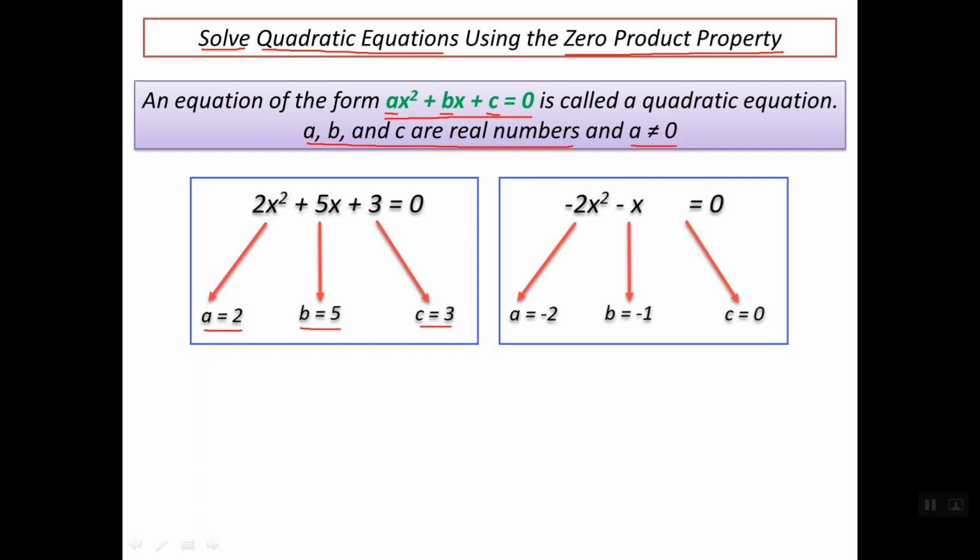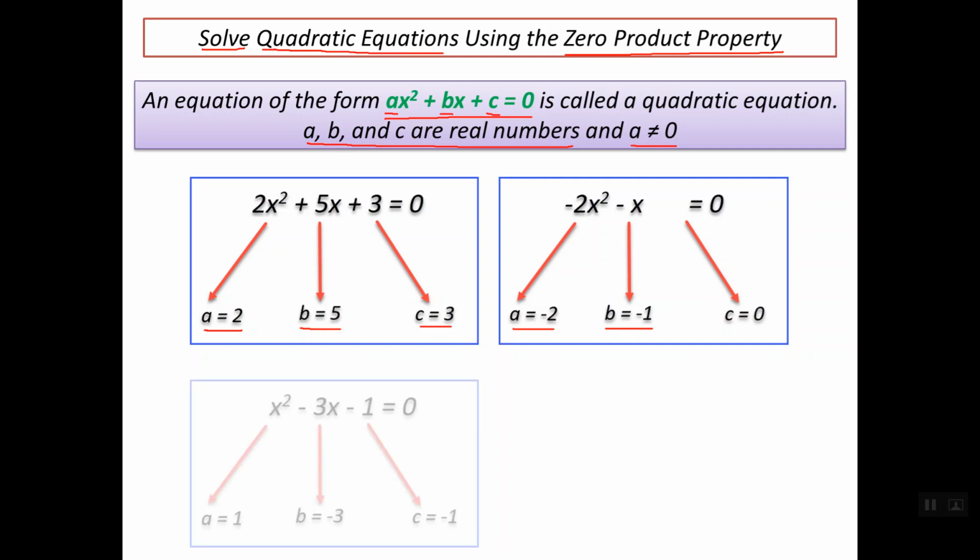Here we have another quadratic equation, minus 2x squared minus x equal to 0. The value of the coefficient of x squared, which is a, is minus 2, while the value of b is equal to minus 1. And see here we don't have the third term, which contains the constant c, so the value of c is equal to 0. Next, x squared minus 3x minus 1: the value of a is equal to 1, the value of b is equal to minus 3, and the value of c is equal to minus 1.